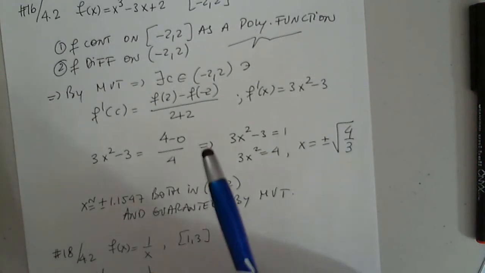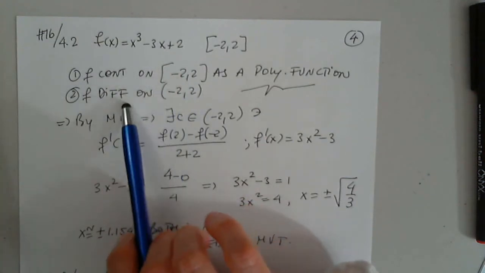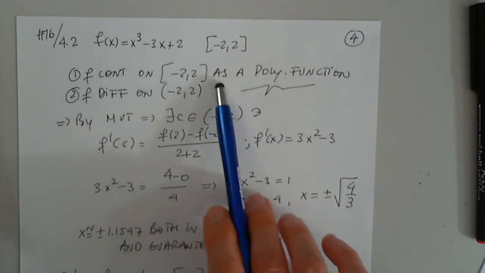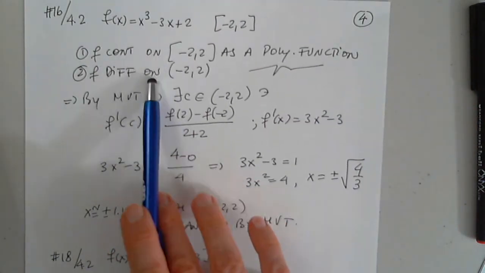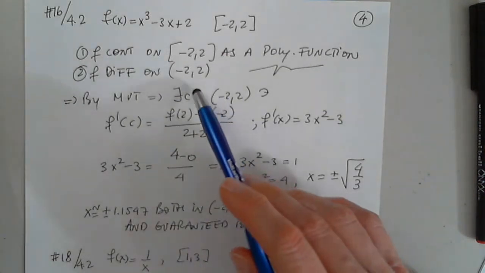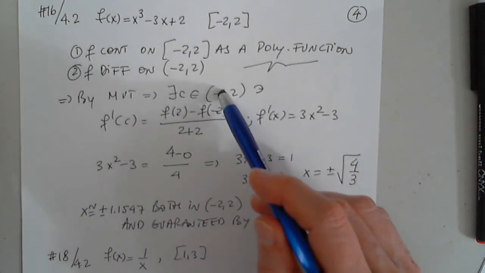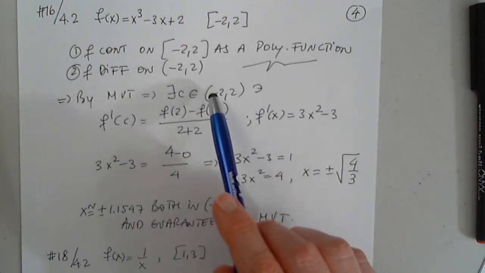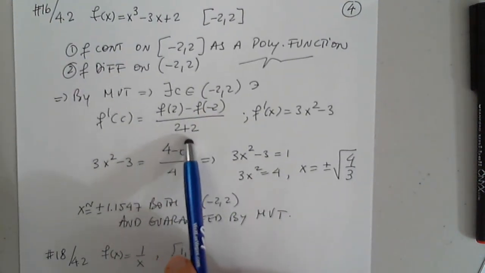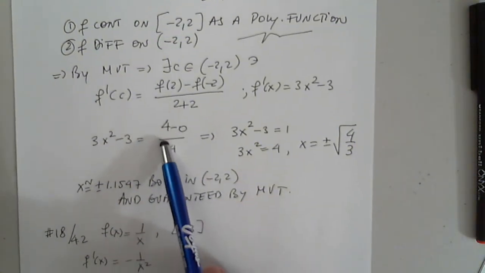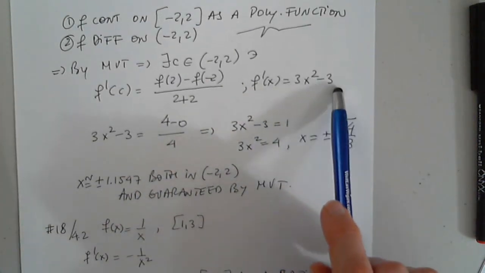The next two problems were on the mean value theorem. So the function is continuous on the closed interval and differentiable on the open interval as a polynomial function, guaranteed. And by the mean value theorem, these are the hypotheses required. There exists a c in the open interval -2, 2, such that f prime of c equals f of 2 minus f of -2 divided by 2 minus -2. F of 2, f of -2 divided by 4. So f of 2 I got 4, f of -2 I got 0, f prime of x is 3x squared minus 3.